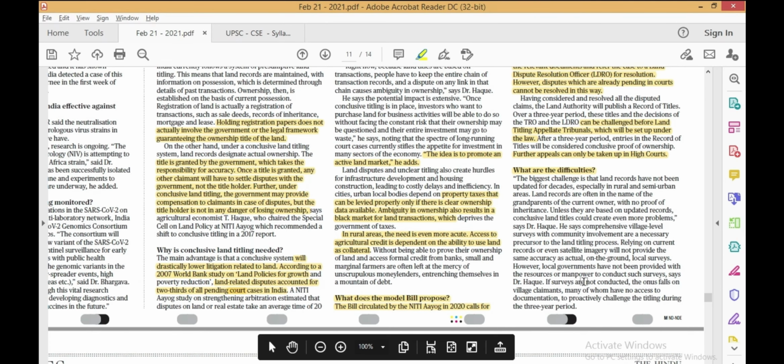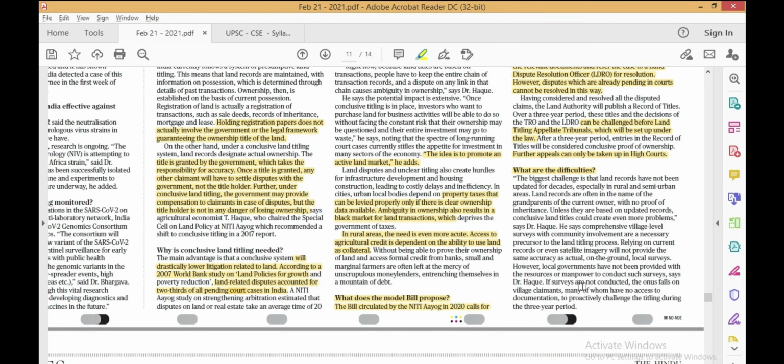Please go through the article properly and completely, and I hope this will help you a lot in your sociology optional and also in your essay paper. This was all about a brief discussion related to conclusive land titling.